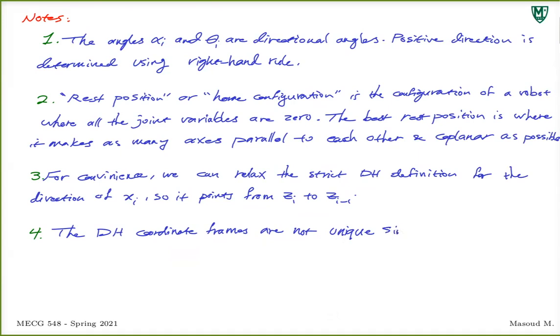So, let me just add it here. Since the direction of zi axes, better to say, z axes, are arbitrary, you can just choose any direction as positive. That is going to affect the way the frames are set up.